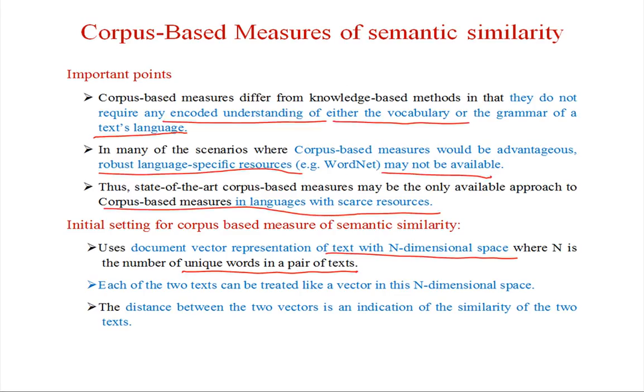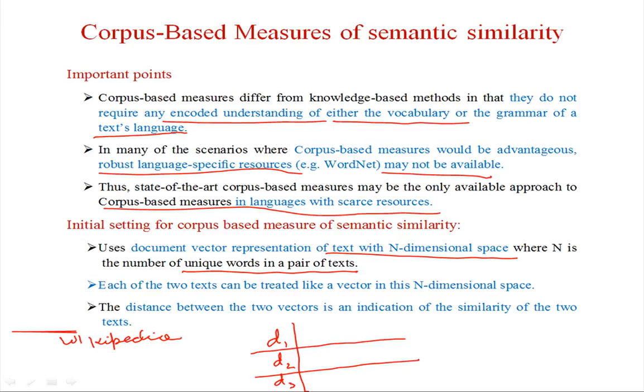Now first we will understand what type of representation it uses. It uses a document vector representation of the corpus. So to achieve the similarity in this case, suppose we use Wikipedia articles. Then we represent every Wikipedia document as a row, and every unique Wikipedia word as a column.